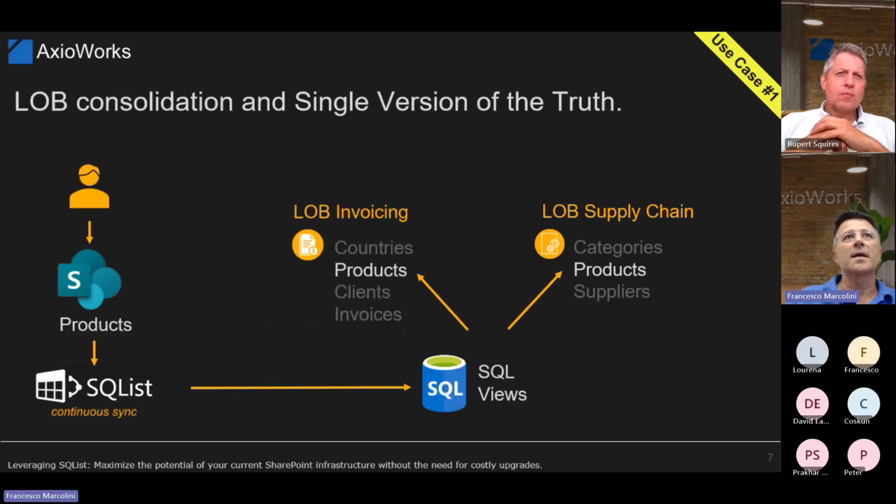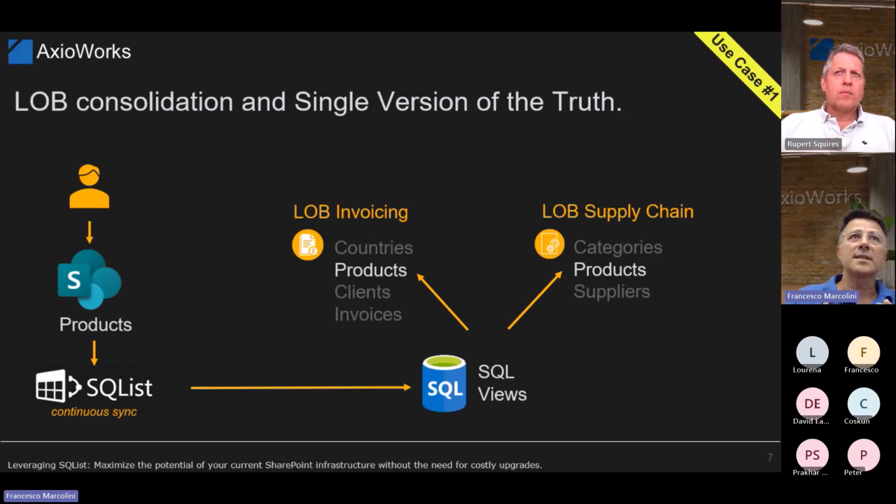So what did we do in this case? The company had SharePoint in-house already, so we created a product list in SharePoint with all the data necessary to both systems. We used SQList to replicate this data as a SQL Server table. Then we created views on the SQL Server tables that matched exactly the table name and table structure of the various systems. Once we had that, we were able to simply repoint the various systems to the views, so there was no downtime at all.